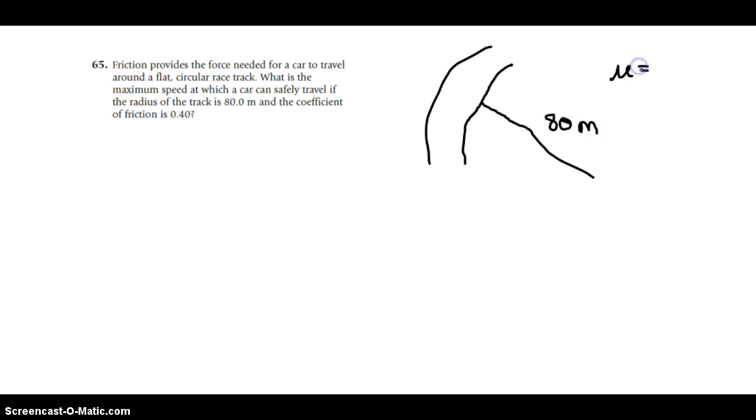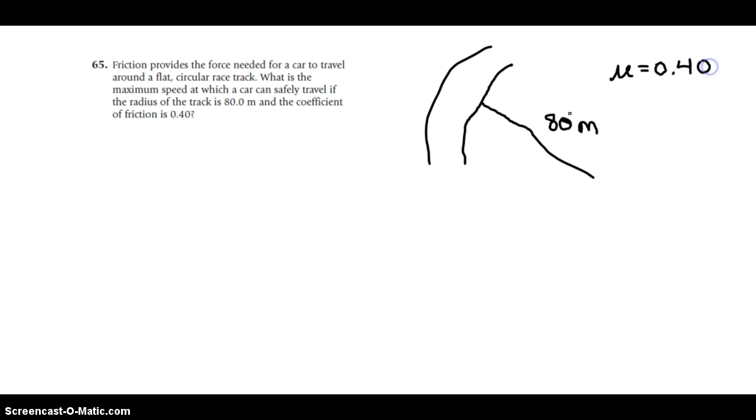So number 65 is a very interesting question. Now, pulling into our knowledge of friction and our coefficient of friction here, we know that friction provides a force needed for a car to travel around a flat circular racetrack. What is the maximum speed at which the car can safely travel if the radius of the track is 80 meters and the coefficient of friction is 0.40?